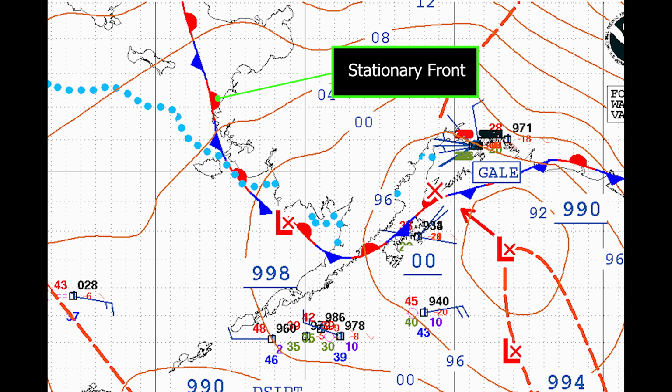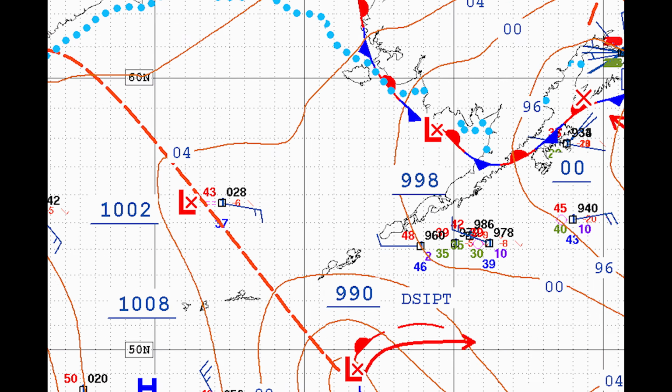A stationary front is a boundary that remains in place without significant movement. It can bring prolonged periods of cloudy skies and precipitation in the affected areas.